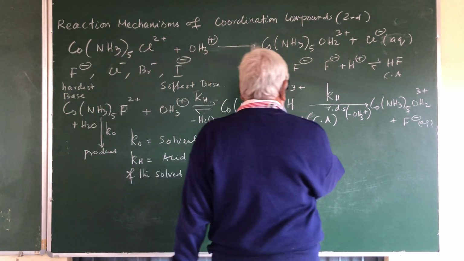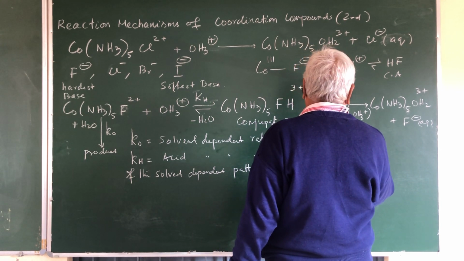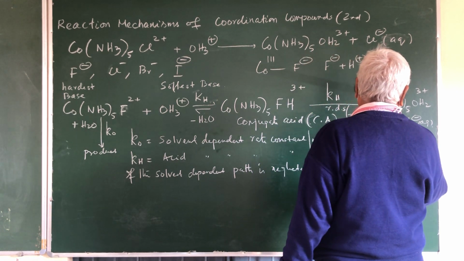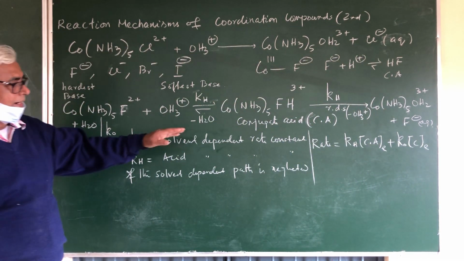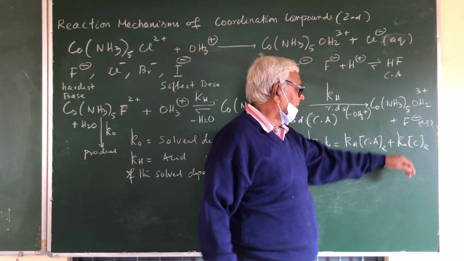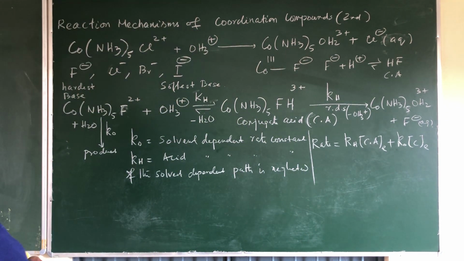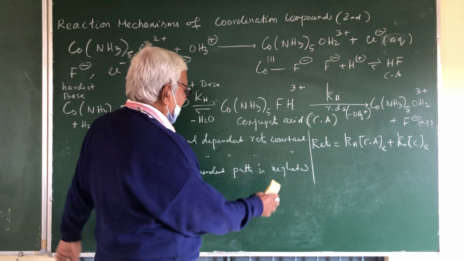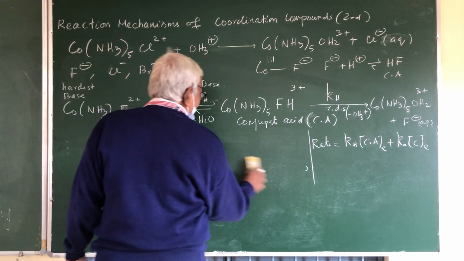Here, if it is not neglected, what will be the rate? Rate will be Kh into concentration of conjugate acid plus K0 into concentration of the complex. If K0 is neglected, if solvent dependent path is neglected, then what should be the rate law? Rate law becomes much simpler.